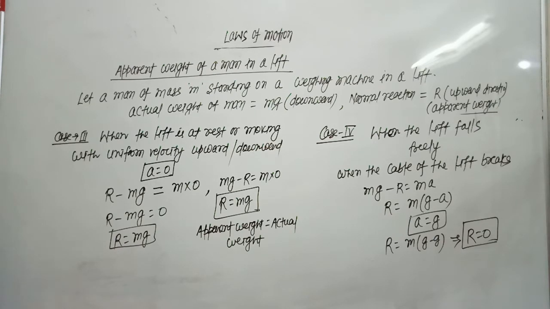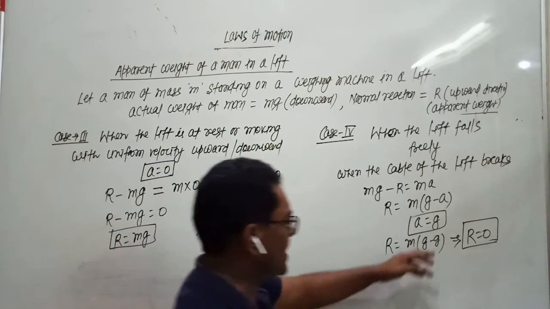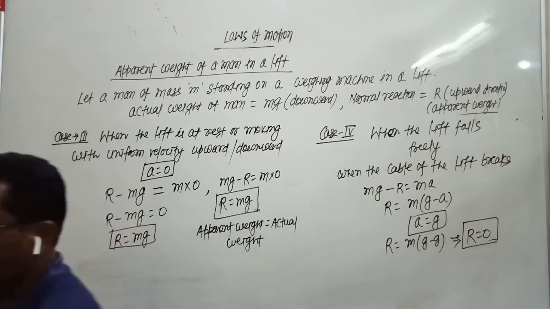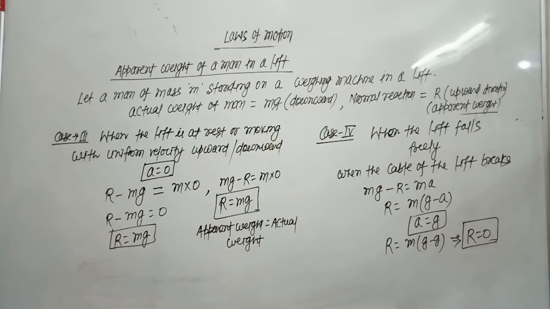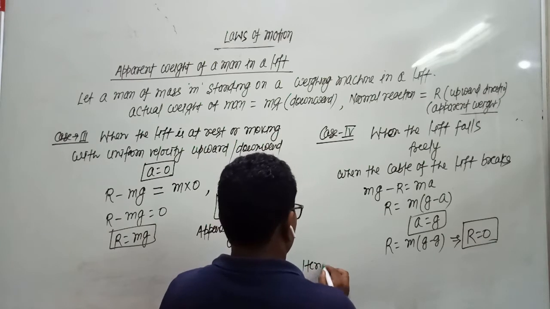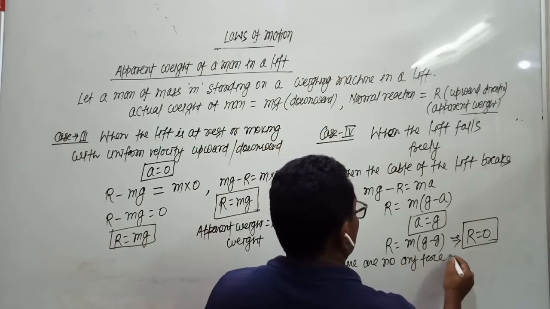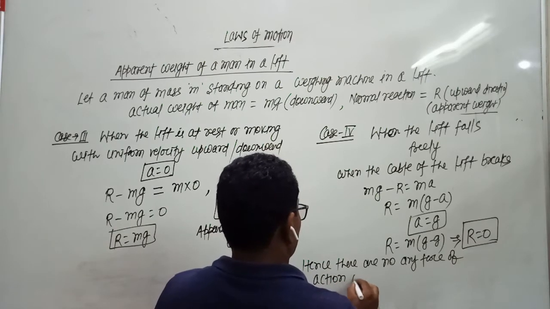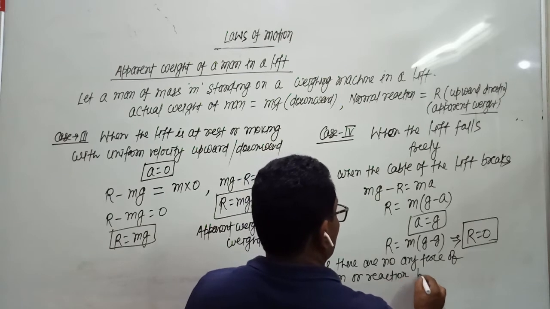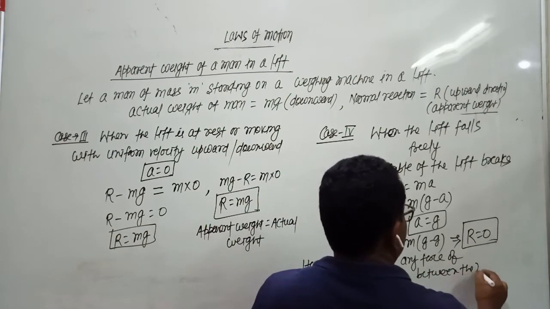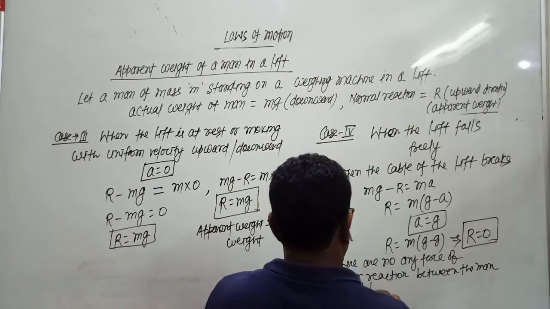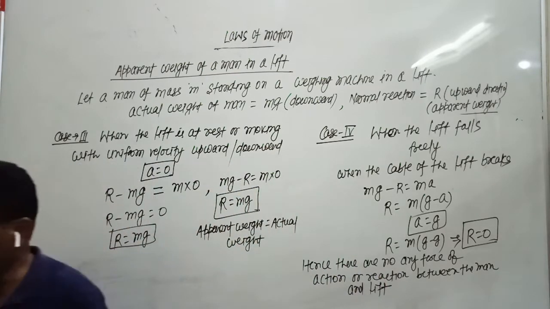So apparent weight of the man becomes 0 because both man and lift are moving downward with the same acceleration g, and that's why the apparent weight is 0, and hence there is no force of action or reaction between the man and lift. And this is the case of weightlessness.